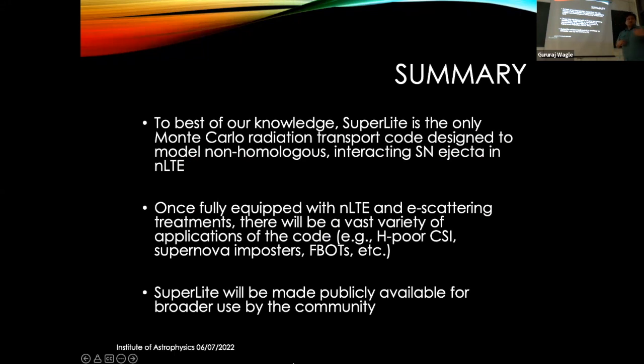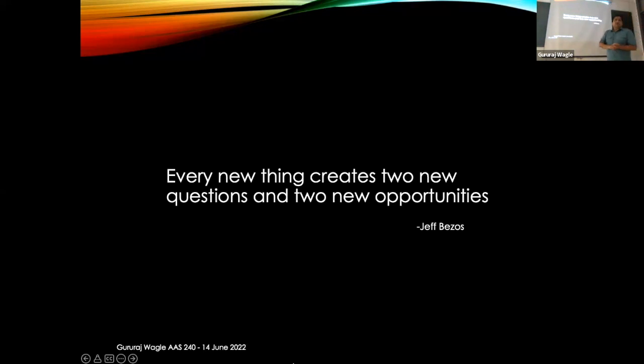So in summary, to the best of our knowledge, SuperLite is the only Monte Carlo radiation transport code which is designed to post-process non-homologous interacting supernova ejecta with non-LTE effects included. Once fully equipped with non-LTE and electron scattering effects, we will have a wide variety of applications that we can study with this code. And most importantly, SuperLite will be publicly available for the community to use. So that's all from me. Thank you.